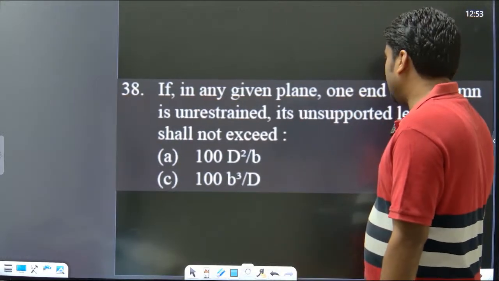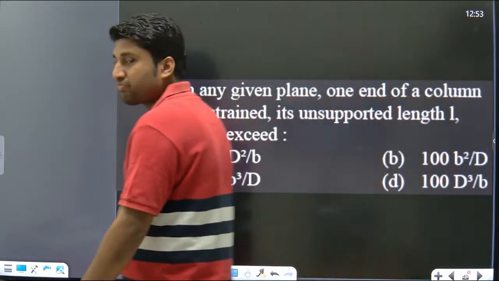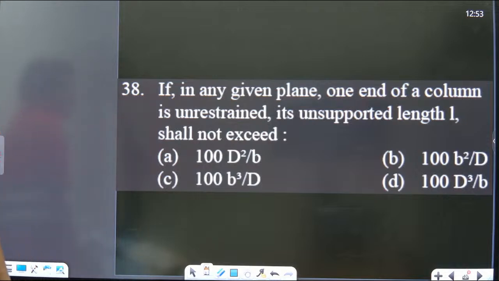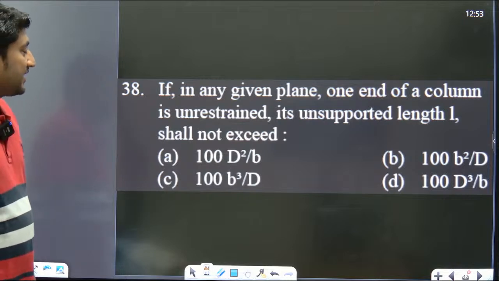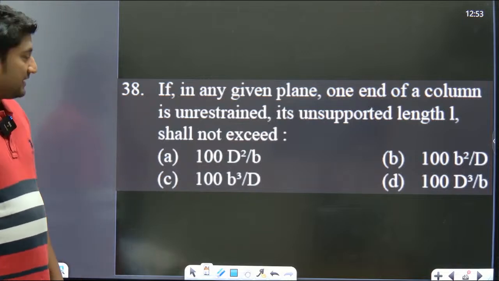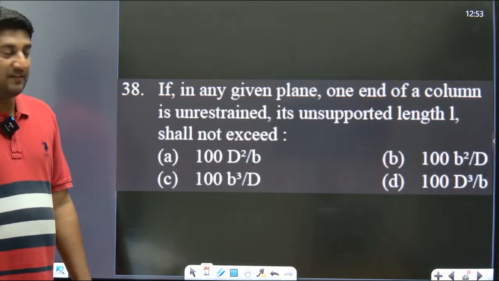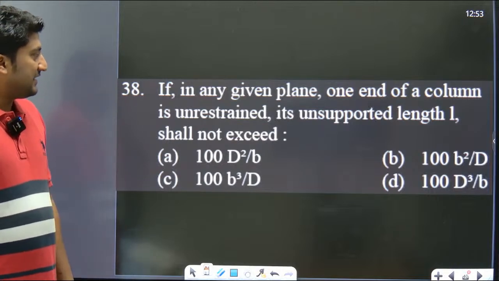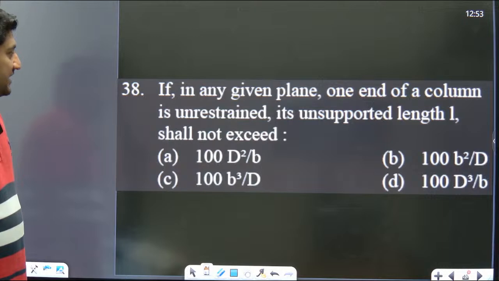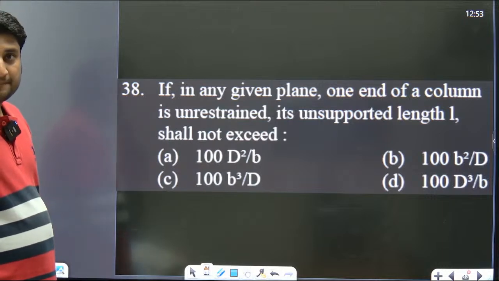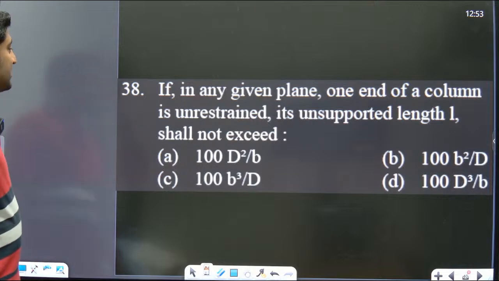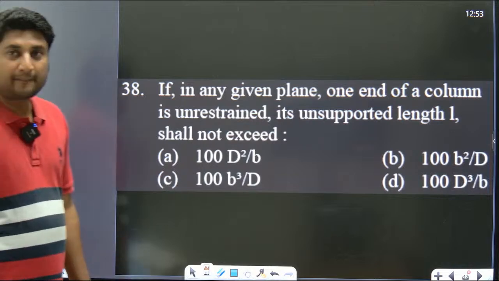So last 3 questions. Answer this. If in any given plane, one end of the column is unrestrained and its unsupported length is L, shall not exceed. Okay, so again consider this as to be a cantilever beam. Unsupported length shall not exceed. So what will be the correct answer?